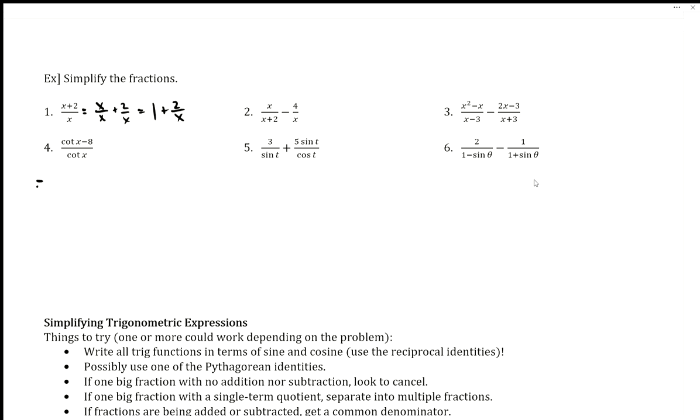Okay, so same deal. This is a single term down there, so we should rewrite each term in the numerator over that single term. So cotangent of x over cotangent of x minus 8 over cotangent of x. Again, it's the reverse of a common denominator. So, let me do a side example to further state what that means.